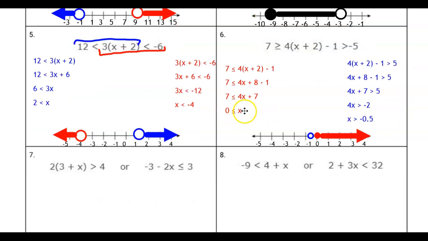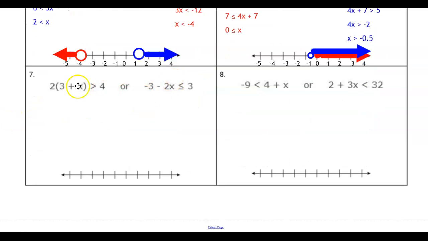So since we have x is greater than or equal to 0 here, we're going to shade upwards from 0. And then x is also greater than negative 0.5. So I am going to put another overlapping arrow over it. It's a little messy, but that's just how it works. All right, moving on to question 7.